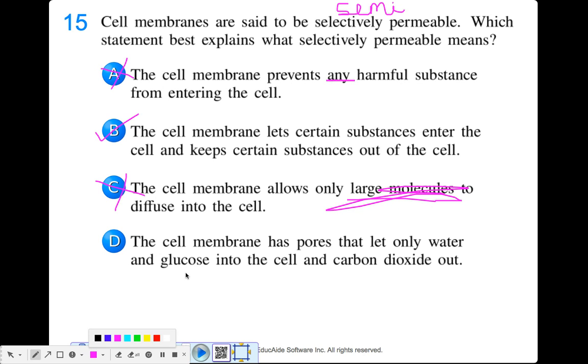Well, it does let water and glucose into the cell and carbon dioxide out. But is that only what it does? No, we've got all kinds of other things going in and out. We've got oxygen, we've got all kinds of different nutrients. So that's a little extreme. Look, there's another keyword, only. So the correct answer is B. Certain substances in and certain substances out.